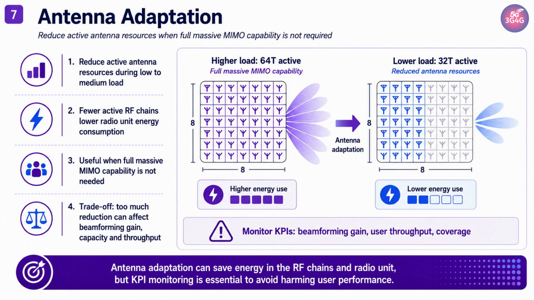The network needs to monitor KPIs such as beamforming gain, user throughput, coverage, latency, drop rate, and QoS impact. The key message is that antenna adaptation can save energy in the RF chains and radio unit, but KPI monitoring is essential to avoid harming user performance.